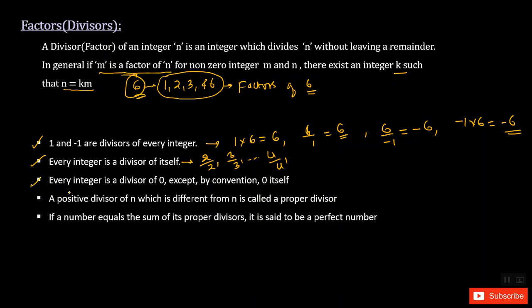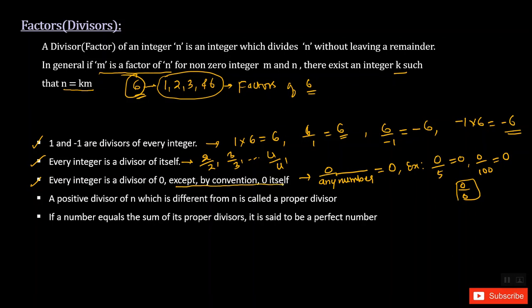Every integer is a divisor of 0 except 0 itself. So we know 0 over any number, whether negative or positive, its result is always 0. For example, 0 by 5 is 0, 0 by 100 is 0. No matter whatever the denominator is, it's always 0. But you can't say 0 by 0. That is why we say the condition except 0 itself.